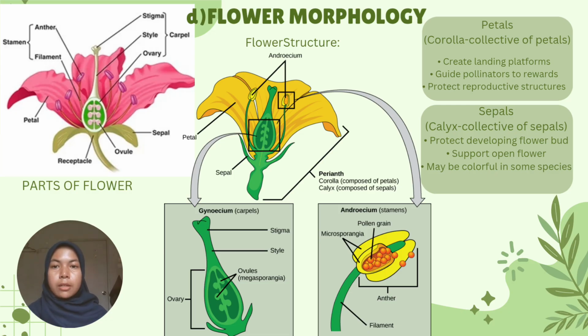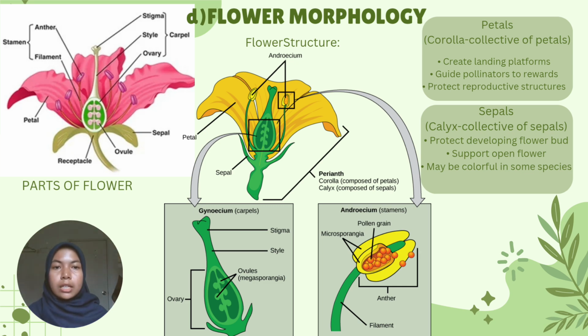Flower morphology. Parts of flower. First, stamen. It is the male part, which has anther and filament. Second, carpel is the female part, which has stigma, style, and ovary. Other parts of flower: petal, receptacle, ovule, and sepal. Next, flower structure.